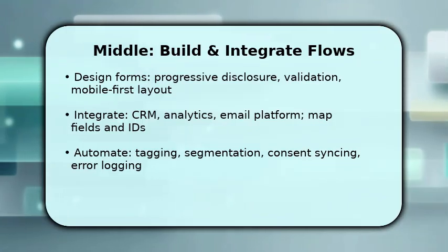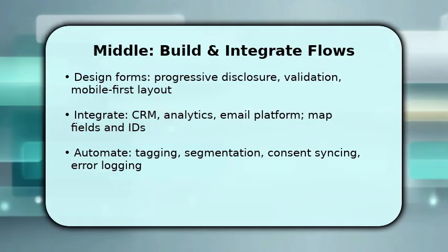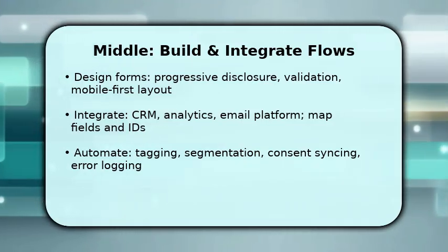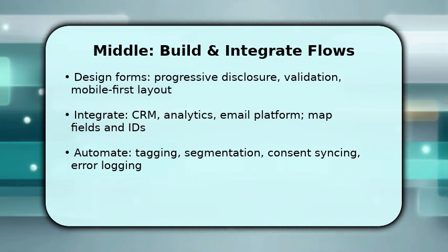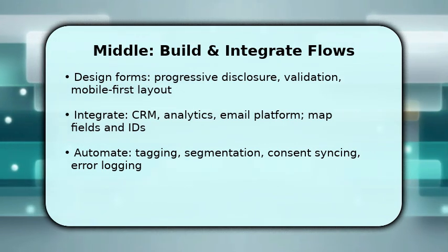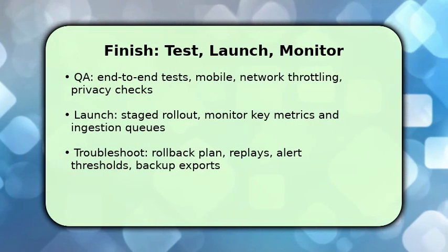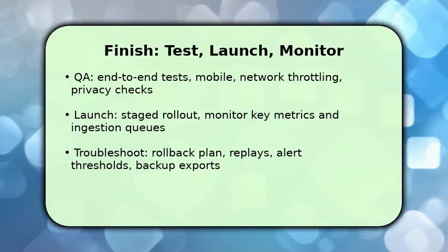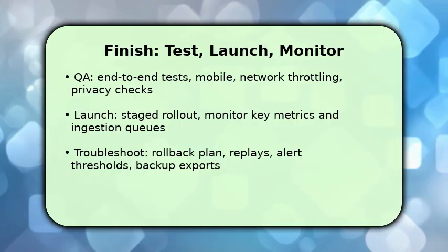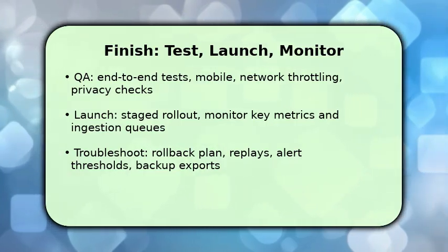Once mapped, automate tags and segments so new records are usable immediately. Make sure consent flags sync across systems and set up error logging and retry logic. This keeps data consistent and prevents lost leads during spikes or outages. Finally, run end-to-end tests that include mobile, slow networks, and privacy validation to confirm consent and retention behavior.